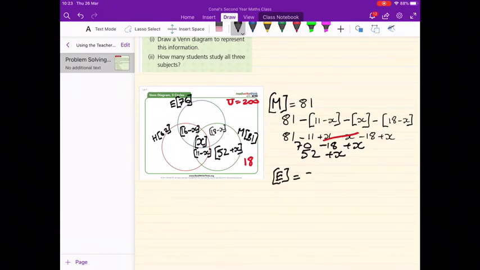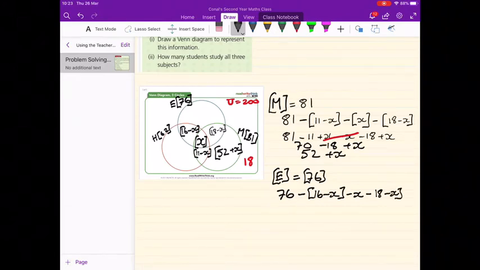Now we want to do the same thing for English. So we have English altogether is equal to 76. So there's 76 students who study English. We'll have to take away the 16 minus X, take away X, and take away 18 minus X as well. Now be careful of your brackets here because it'd be very easy to forget to do it properly.